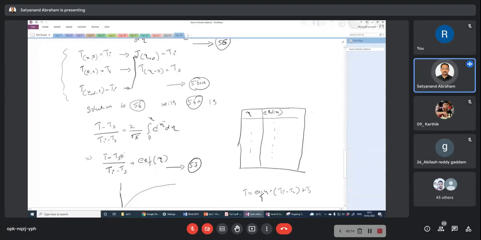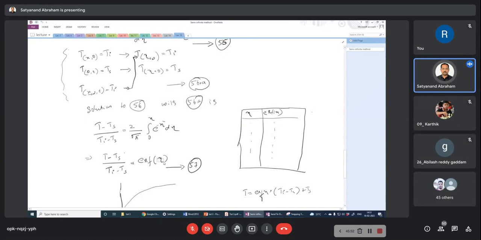So T minus Ts, how much is it going to be? It is 50 minus 25, that is 25, divided by Ti minus Ts, 300 minus 25, that is 275. That is equal to 0.09. But we need to know what x by 2 root alpha t is, then only can we calculate that. We know that the error function of eta is equal to 0.09.